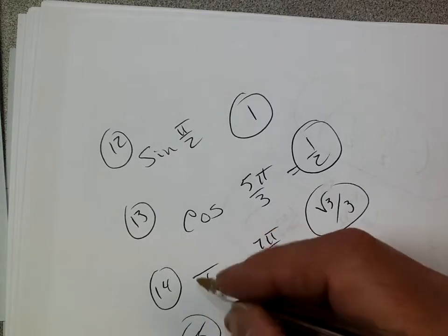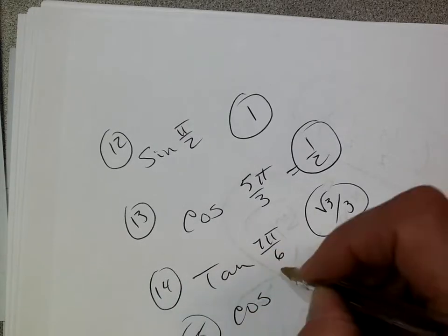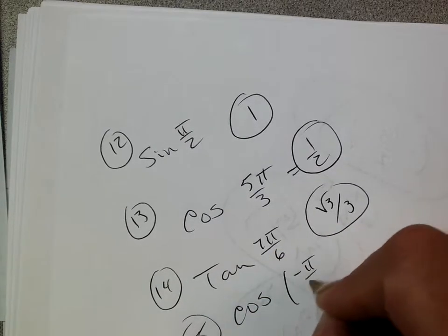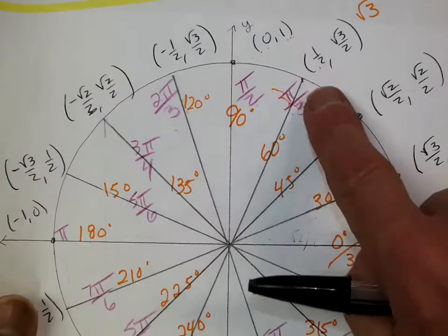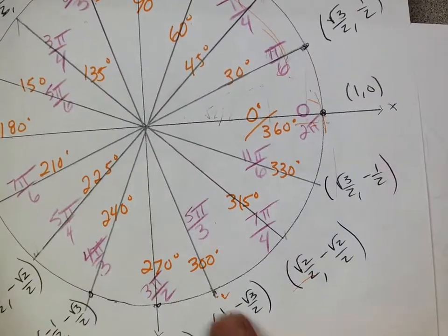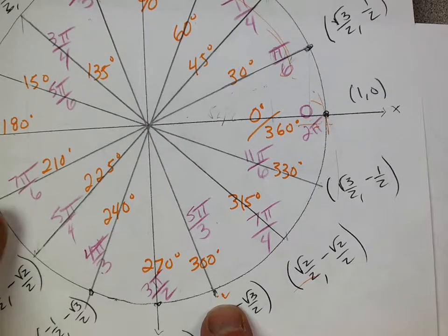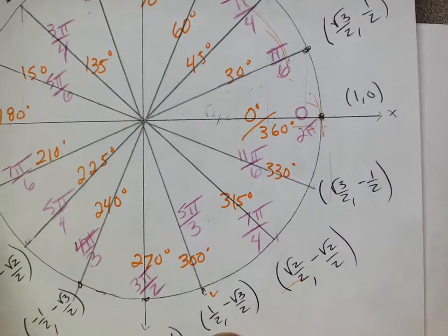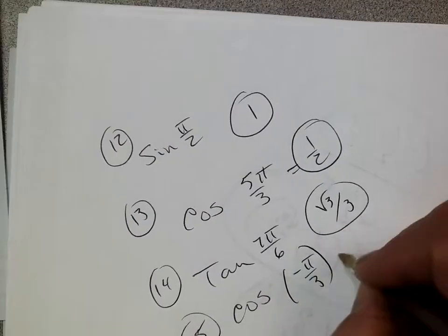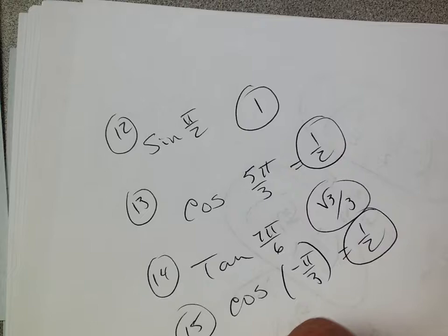15. We've got cosine of negative pi thirds. Okay, so pi thirds is there, right? Negative pi thirds is right there. And you can do the same trick with degrees if you want to, but negative pi thirds here. We're looking for the cosine, which is the x value, which is 1/2, right? Capiche?